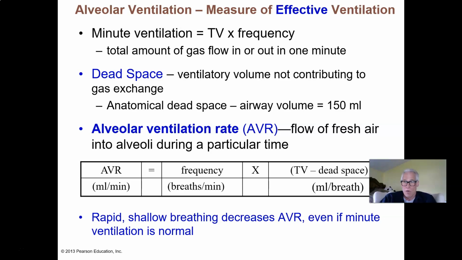So shallow breathing, in which a lot of the volume that we're inspiring each time is really just dead space, isn't very efficient or effective, whereas deep breathing, where we're bringing mostly fresh air in on top of that dead space air volume, is much more effective at getting oxygen into the blood.